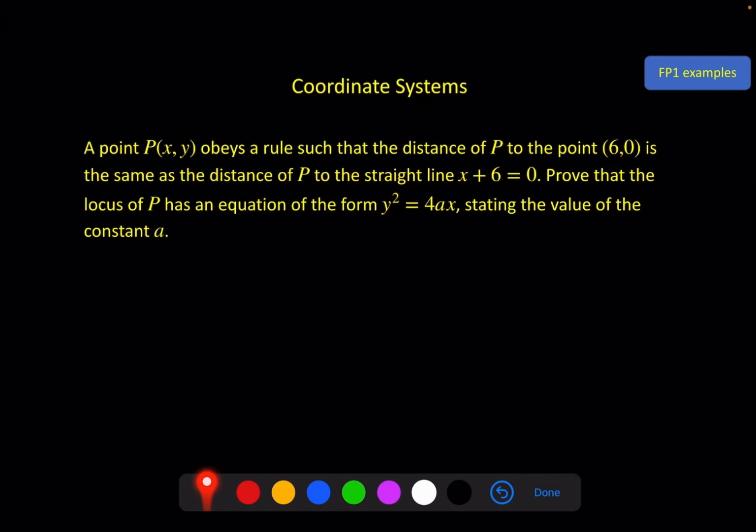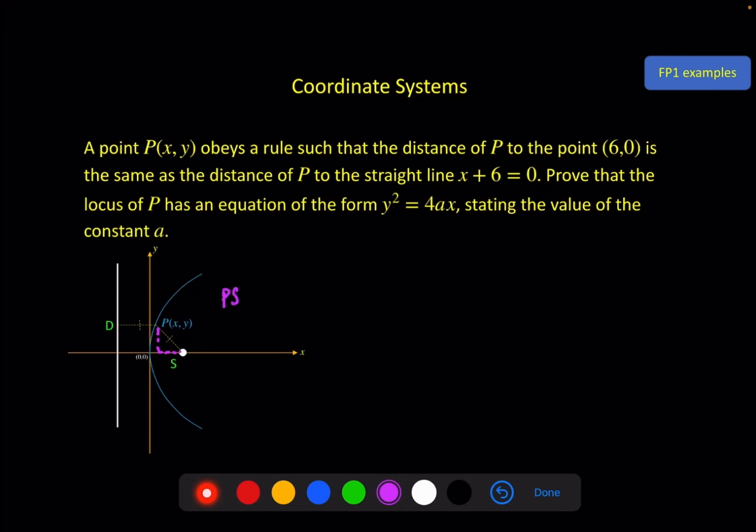So to help us do this, I'm going to bring that diagram back. This was the diagram we had before, where PS must equal PD, and with the general coordinates x, y, we can make a little triangle here to find PS squared is equal to this side squared, which is just the y coordinate, so y squared, plus this side squared, which is the x coordinate of S, 6, minus the x coordinate of P, which is x. So the distance along here is 6 minus x.